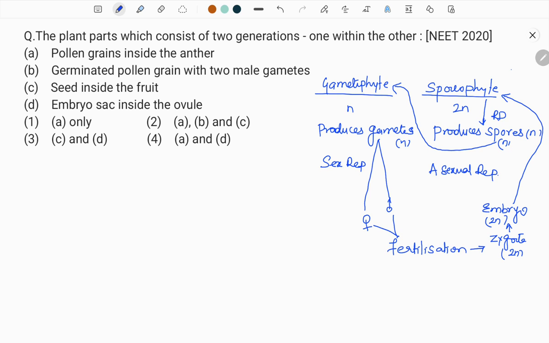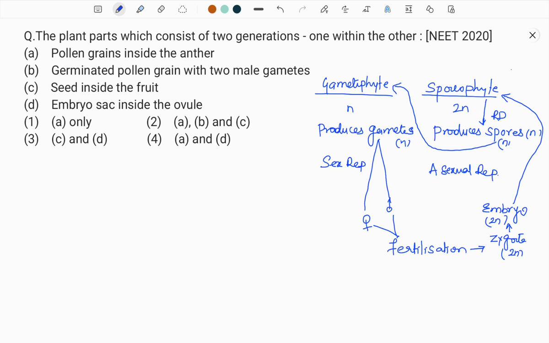Now the question here is that two generations are present, one within the other, that is either sporophyte is present in gametophyte or gametophyte is present in sporophyte. That is the major question here. You want to ask whether diploid is present in haploid or haploid in diploid. He is not asking haploid in haploid or diploid in diploid. He is asking either diploid in haploid or haploid in diploid. That is the keyword you need to understand before tackling the question.